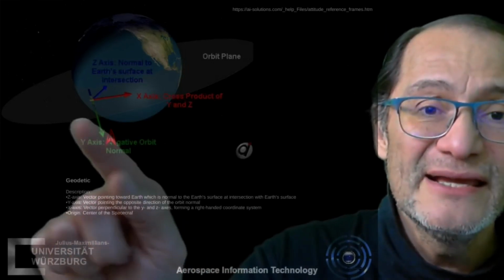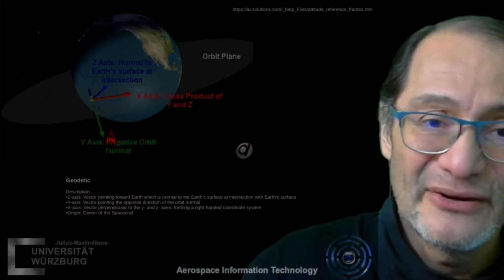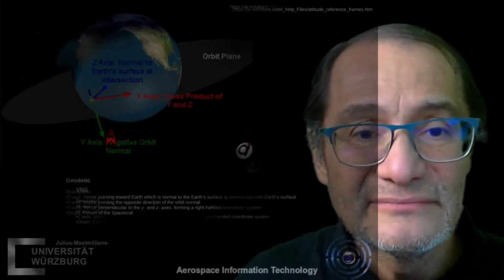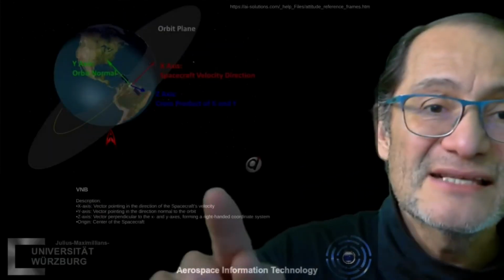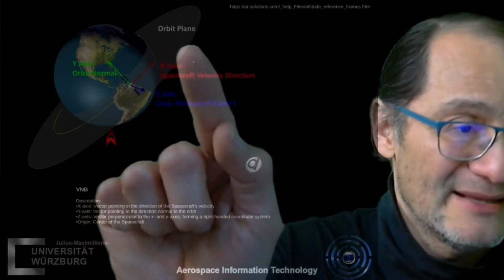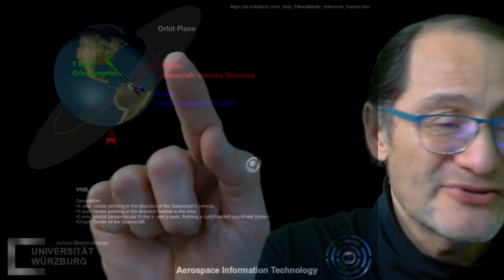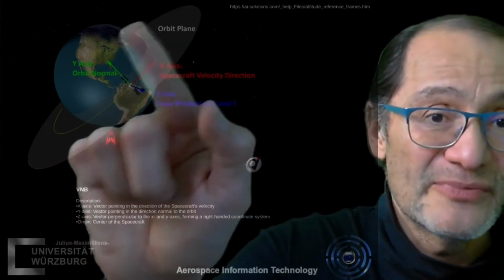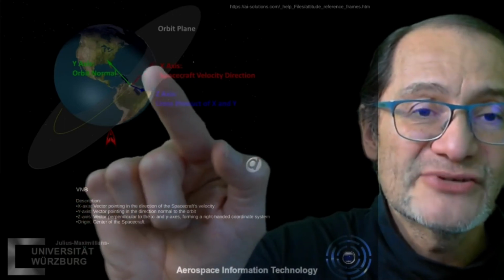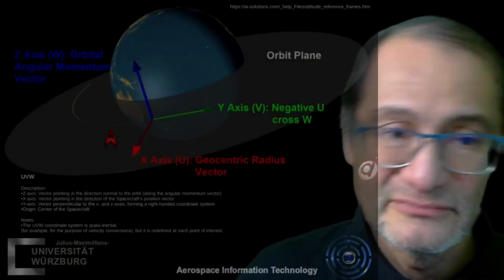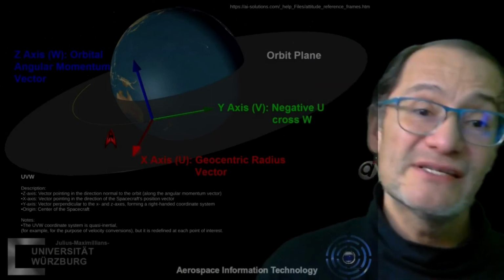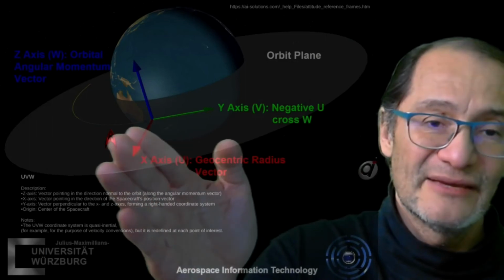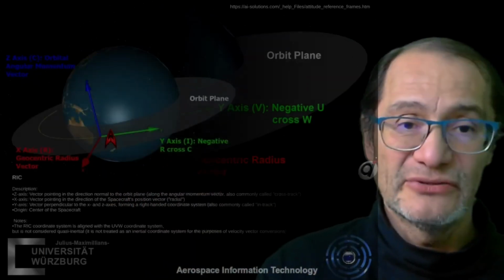X will be the velocity vector of my satellite, the direction in which I am moving. Then Y is orthogonal to the orbit plane, and Z is the cross product of these two vectors. So you can see there are many different ways to define coordinate systems, according to the movements of the Earth and my orbit, maybe relative to the Sun too.